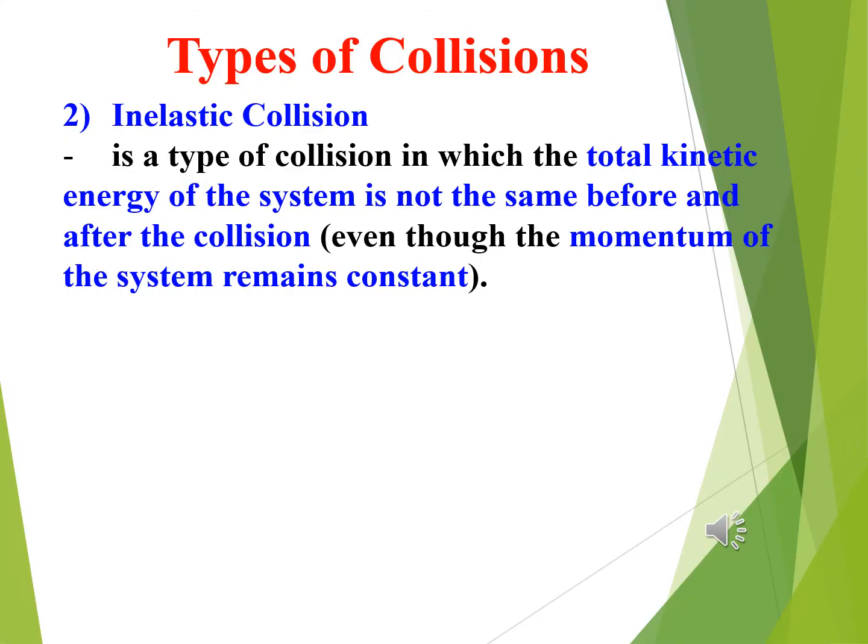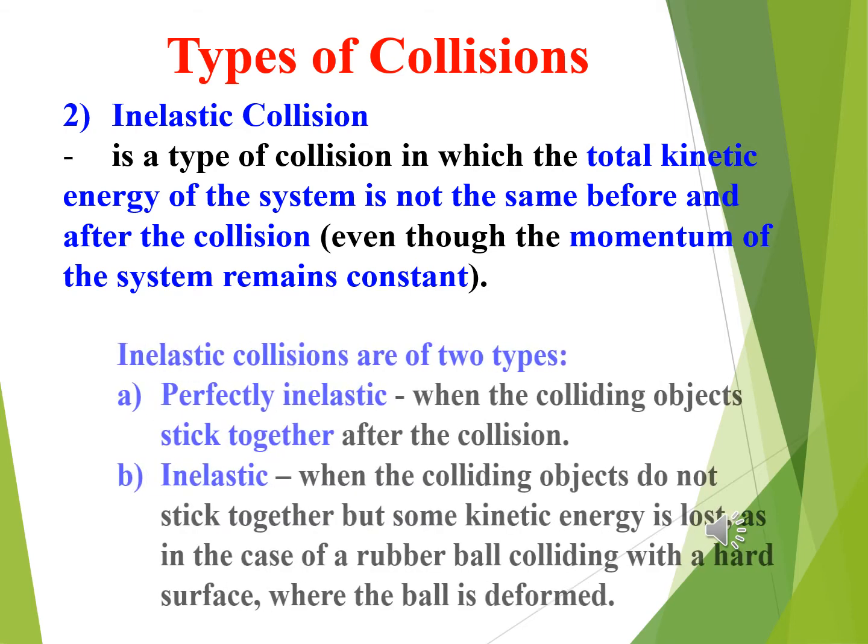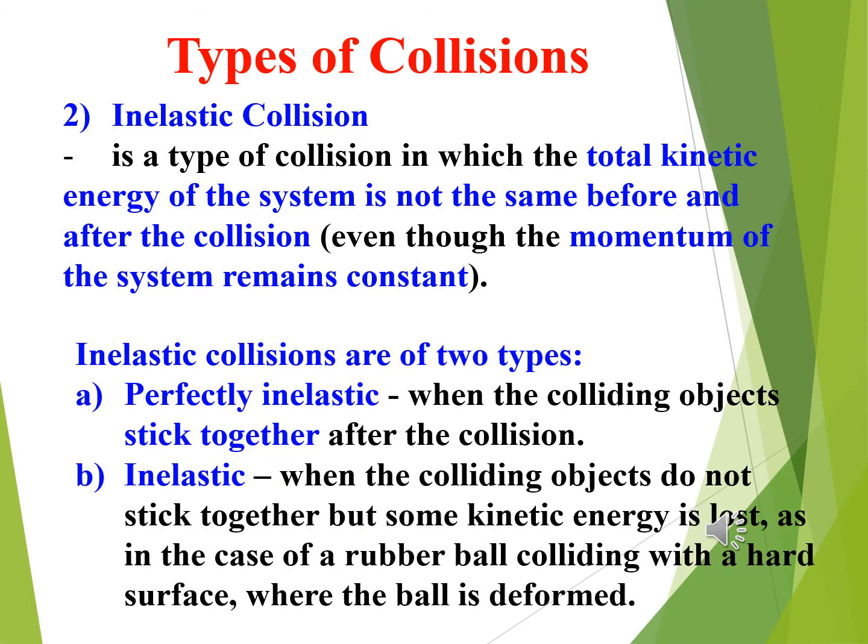The second type of collision is called inelastic collision. It is a type of collision in which the total kinetic energy of the system is not the same before and after the collision, even though the momentum of the system remains constant. Inelastic collisions are of two types. The first type is perfectly inelastic. This occurs when the colliding objects stick together after the collision.